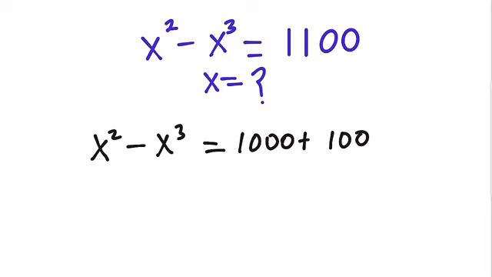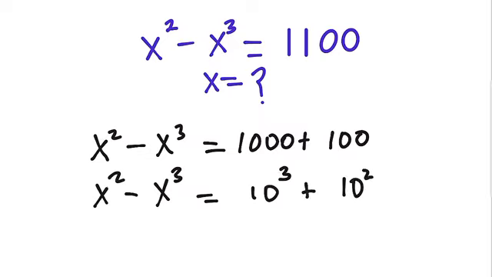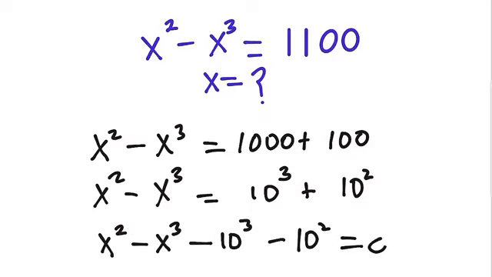So now from here, we're going to have x to the power of 2 minus x to the power of 3 equals 10 to the power of 3 plus 10 to the power of 2. Now from here, we are going to transpose: x to the power of 2 minus x to the power of 3 minus 10 to the power of 3 minus 10 to the power of 2 equals 0.